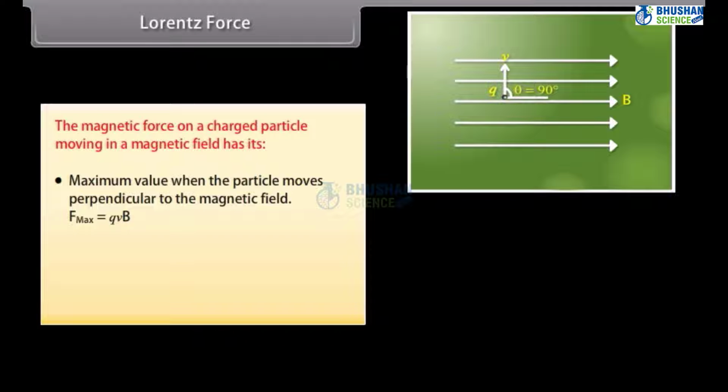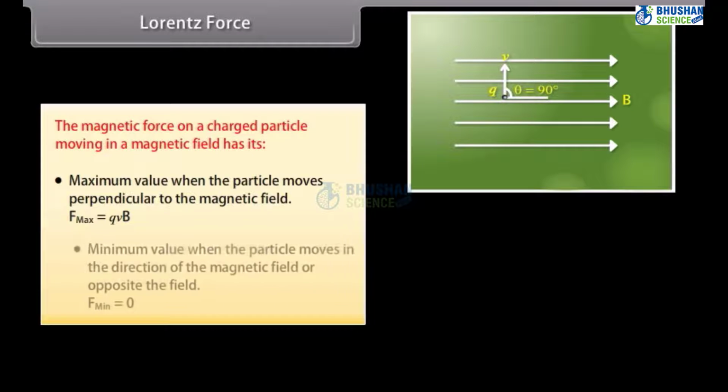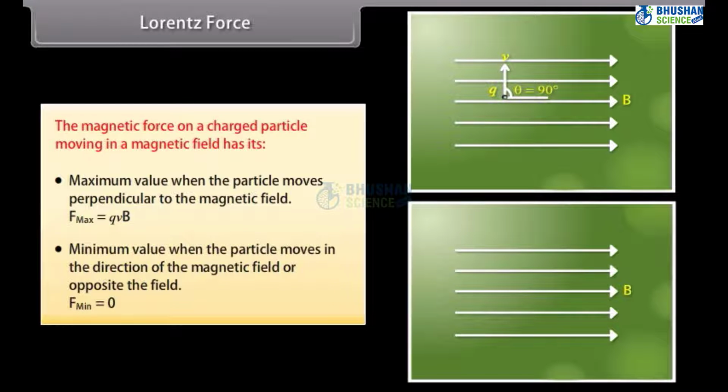F max is equal to QvB. The force has its minimum value when the particle moves in the direction of the magnetic field or opposite to the field. F minimum is equal to 0.